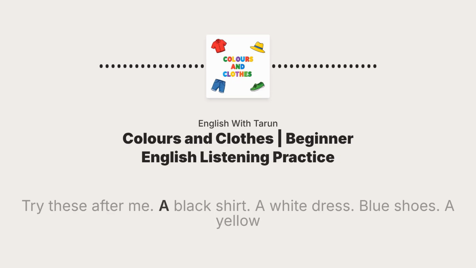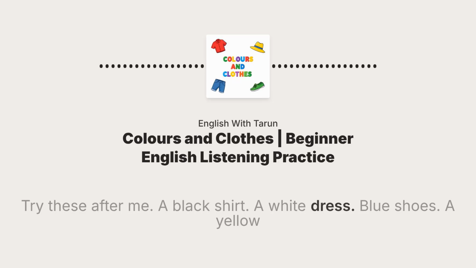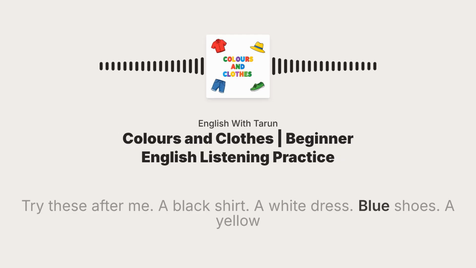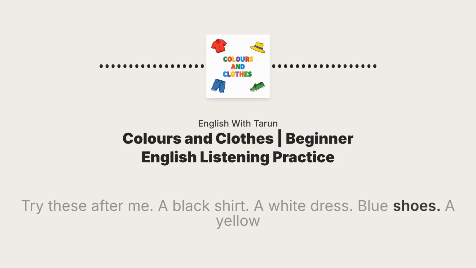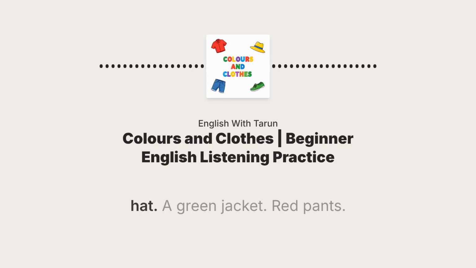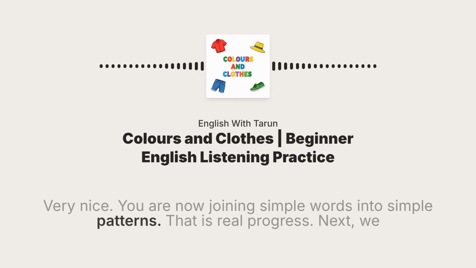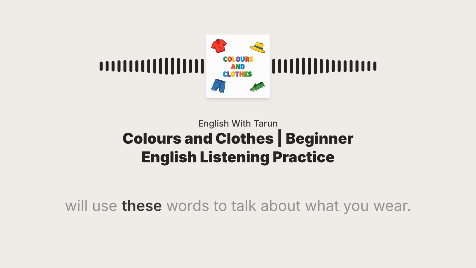A black shirt. A white dress. Blue shoes. A yellow hat. A green jacket. Red pants. Very nice. You are now joining simple words into simple patterns. That is real progress. Next, we will use these words to talk about what you wear.